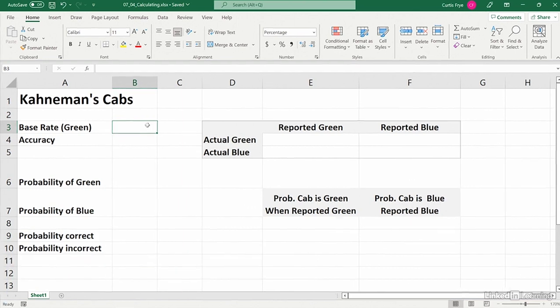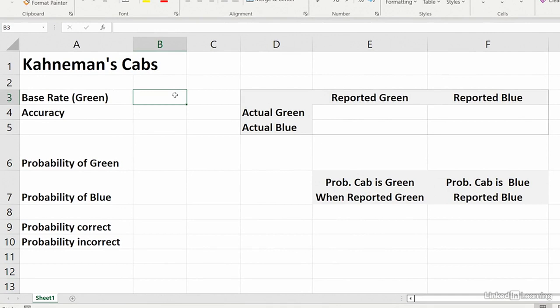We've gone through the parameters of the problem several times in this chapter, so I'll just go ahead and start entering in the values and formulas. In cell B3, we need to establish the base rate of green cabs, and that is 85%. So in cell B3, I will type 85, and I've already formatted the cell with a percentage format, so I'll just press enter. You don't need to type in the percent sign.